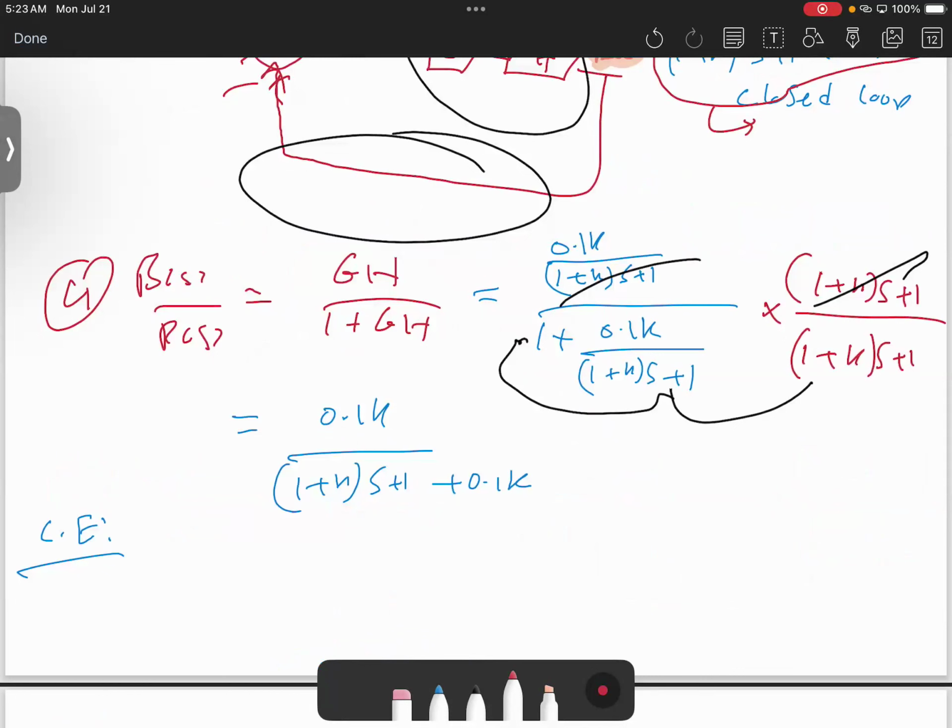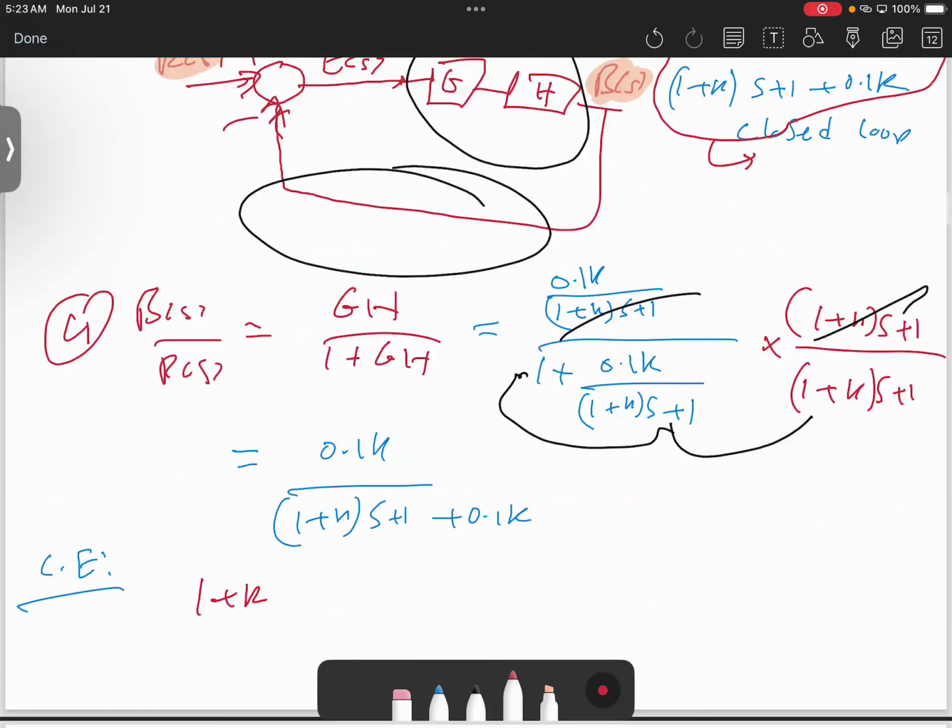Therefore, this yields, this is number 6, (1 plus K) times S plus 1 plus 0.1 K equal to 0. Okay. Then this is the characteristic equation. We will stop here for the characteristic equation. There's nothing else we can do.